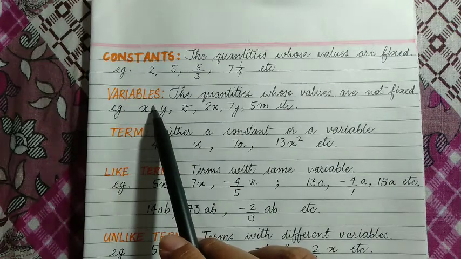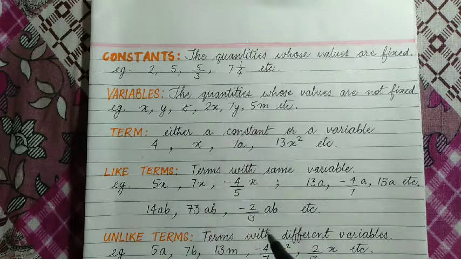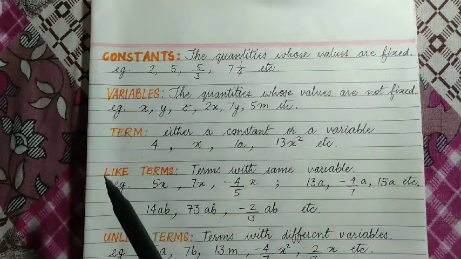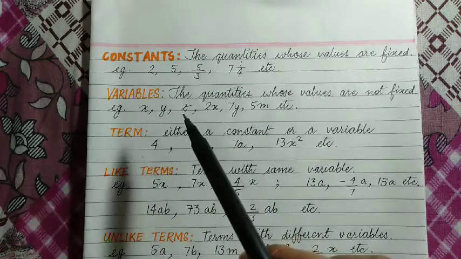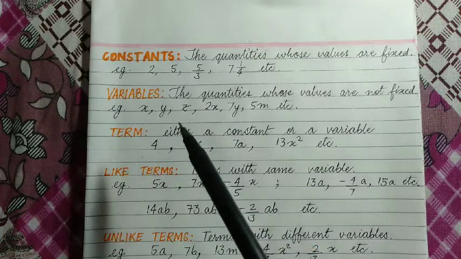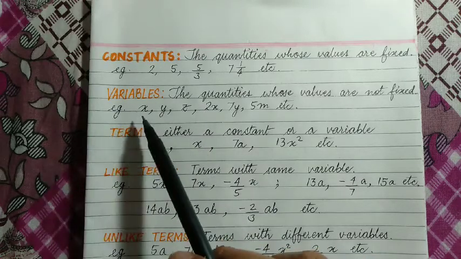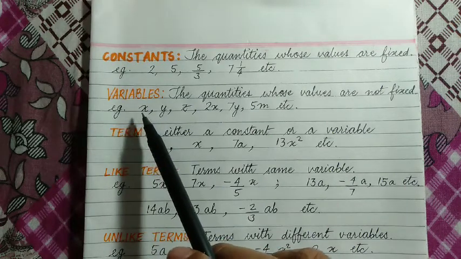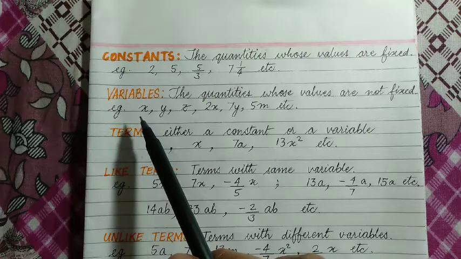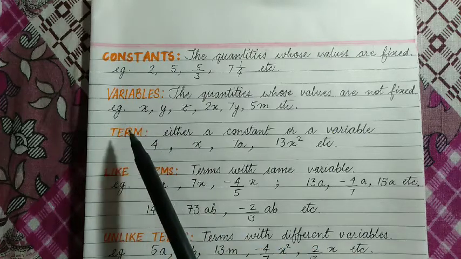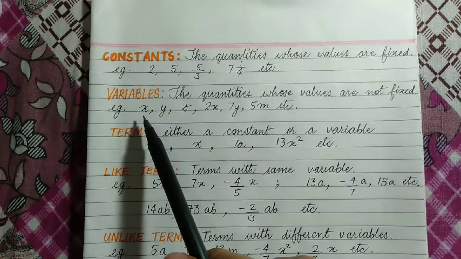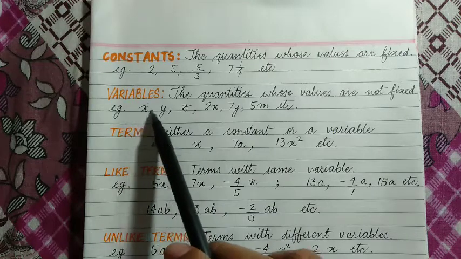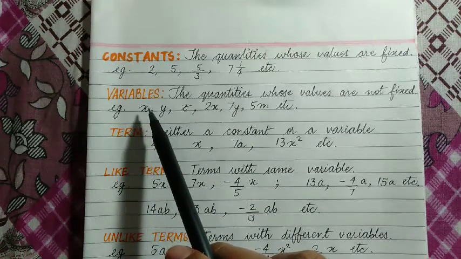Variables, on the other hand, are the quantities whose values are not fixed. The values of the variables vary. That's why they are called as variables. They vary means the value will change. For example, if I take any value like x, okay, let's consider x. Let's say the value of x is 2 in a particular situation. Then in another condition or another situation, the value of x may change. It may become 100, it may become 1000, 150. So these quantities can change their value.